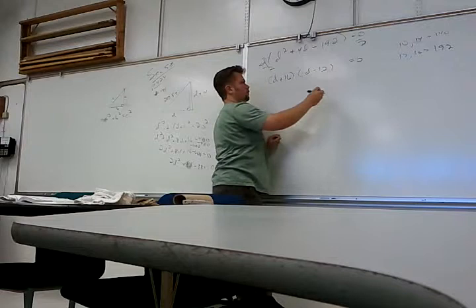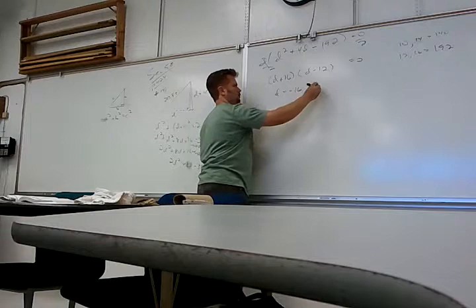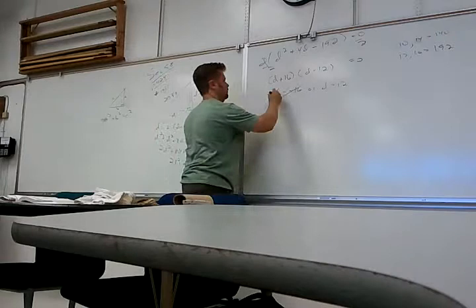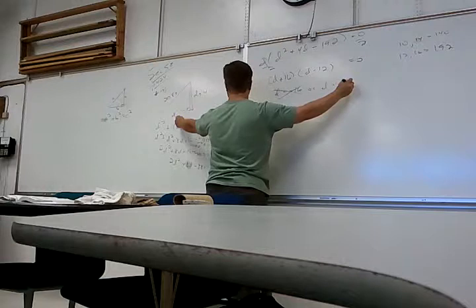So D is what? Either negative 16 or 12. Which one makes no sense in this case? Negative 12. Yeah. So my dimensions then are 12 feet here. And then the other side, D plus 4, 16 feet.